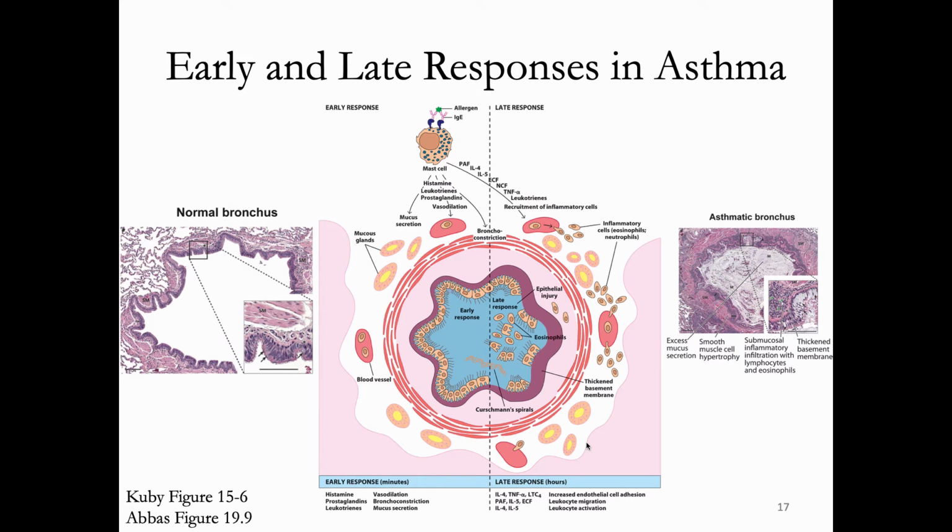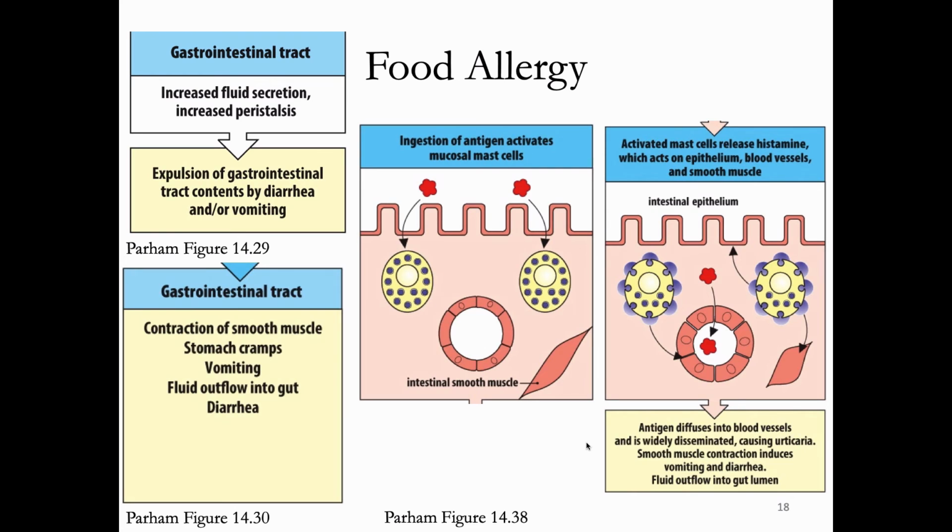If we see the same types of responses in the GI tract, then that ends up being food allergy. So again, it's still just the antigen triggers the local mast cells. It's just that now those mast cells live in the GI tract. And so the muscles they're acting on are the GI tract muscles. The blood vessels they're acting on are GI tract blood vessels. And so as a result, we get muscle contraction.